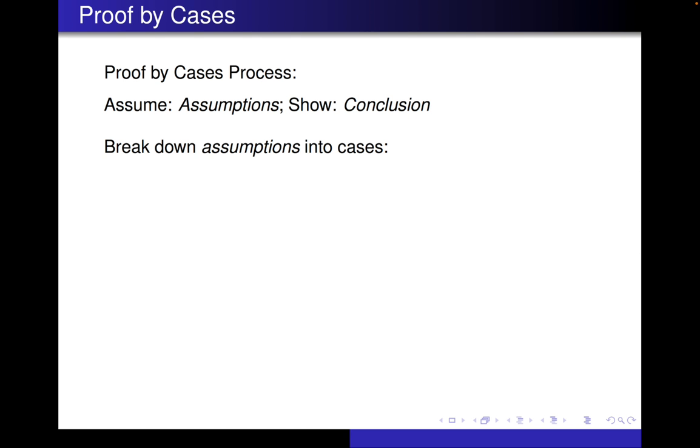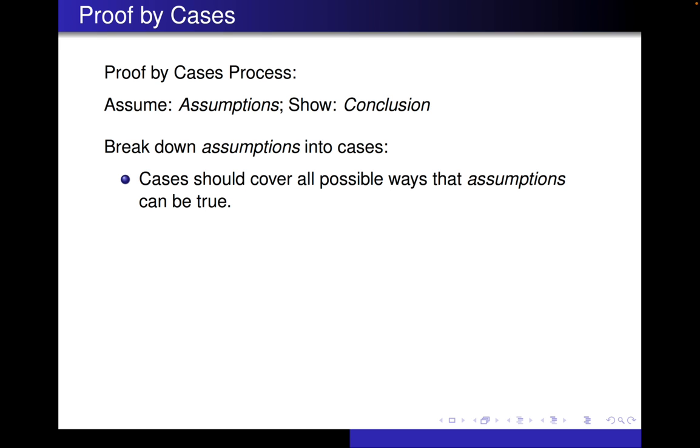So this is in general going to be what the proof by cases process is. We just did proof by cases in that particular theorem. Let me explain how it works in general. So in general, we have a theorem that says we assume some assumptions and we show some kind of conclusion. What we're going to do in a proof by cases is break down those assumptions into cases. The cases put all together should cover all the possible ways that the assumptions can be true, right? So for instance, in that last theorem, the two cases for x are either it's 0 or it's not 0, and that's all the possible ways that a real number can be.